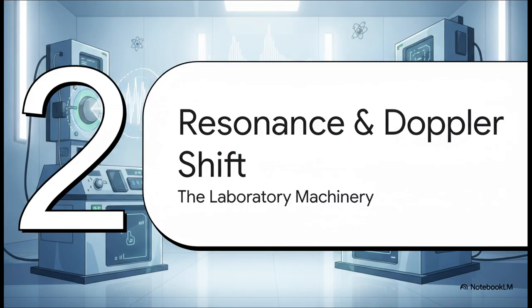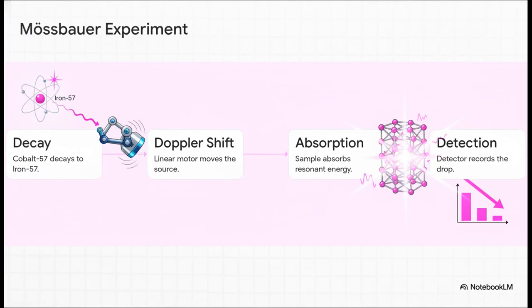Moving right along to Section 2, resonance and the Doppler shift. A typical Mössbauer experiment is just this elegantly synchronized system. First, you've got a radioactive source, usually cobalt-57, embedded in rhodium metal. That decays into an excited state of iron-57, and it emits a 14.4 kiloelectron volt gamma ray. But here's the catch. Because the source and our iron-57 absorber sample almost always have totally different chemical environments and oxidation states, their nuclear energy levels don't align perfectly.